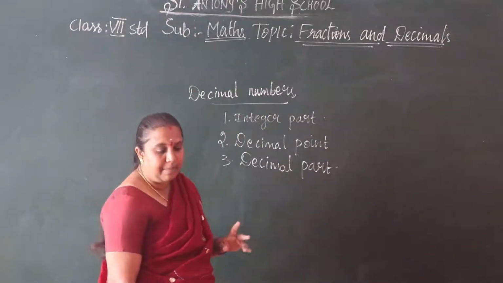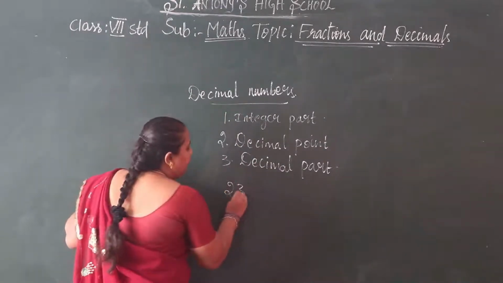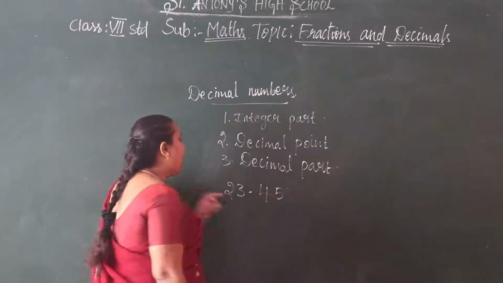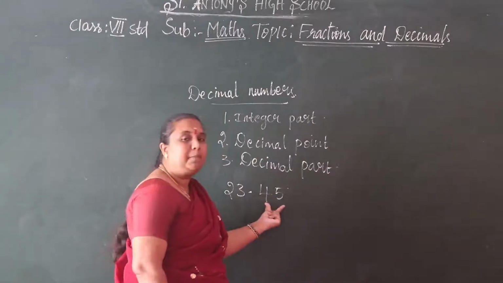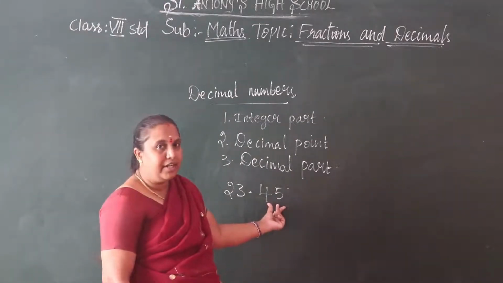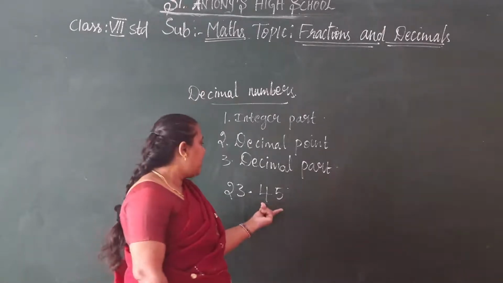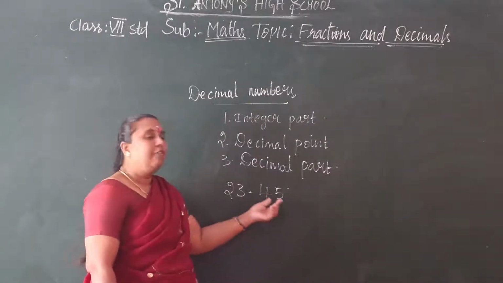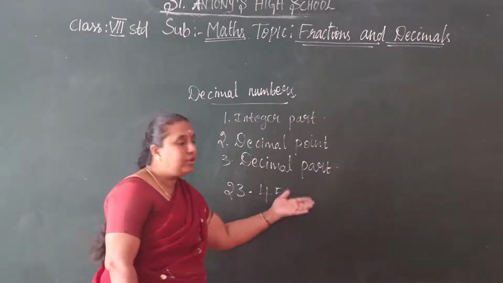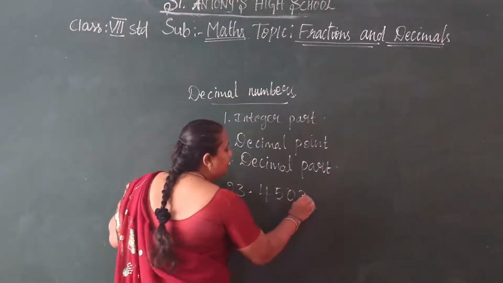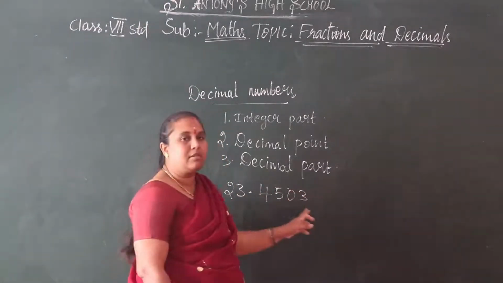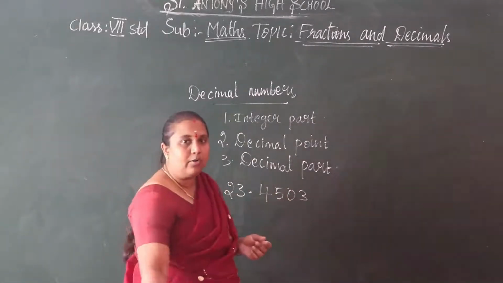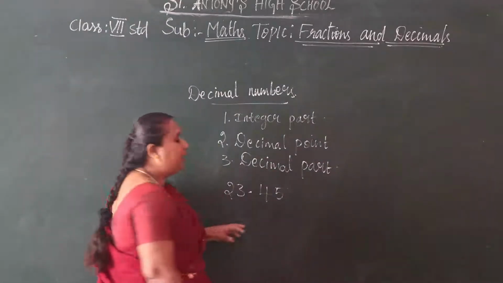Okay, let us take one example. That is 23.45. After the decimal point, the decimal part, you can read as separate digits. Don't say twenty-three point forty-five, read it as twenty-three point four five. If you have four digits also, like 4503, don't say twenty-three point four thousand five hundred three, you say twenty-three point four five zero three. Let us take an example.